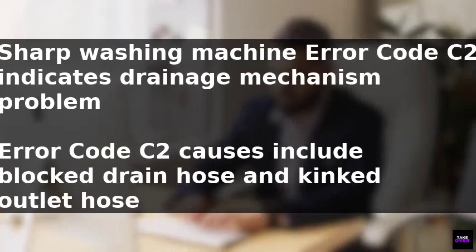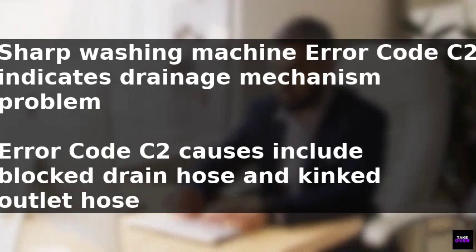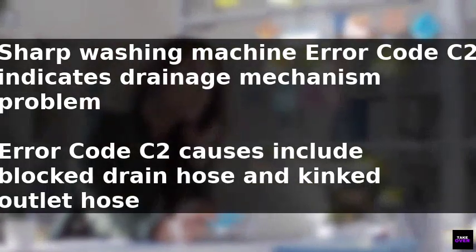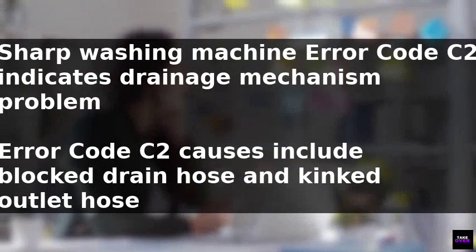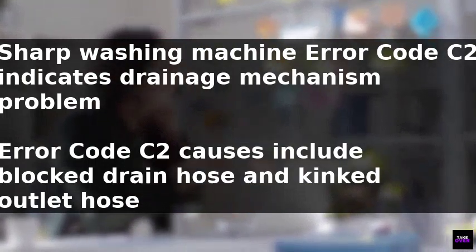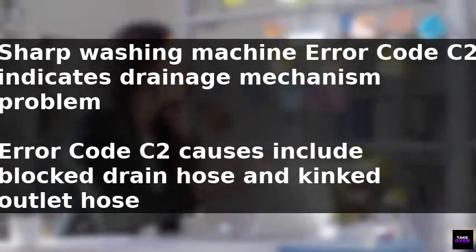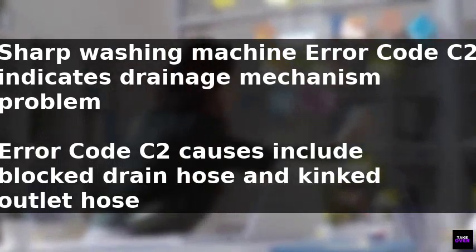The Sharp washing machine error code C2 indicates a problem with the drainage mechanism. Before the error is displayed, the machine will beep and make a noise to alert you of a potential issue. This error code can be caused by various factors, including a blocked drain hose, which prevents wastewater from being efficiently removed, resulting in the error.